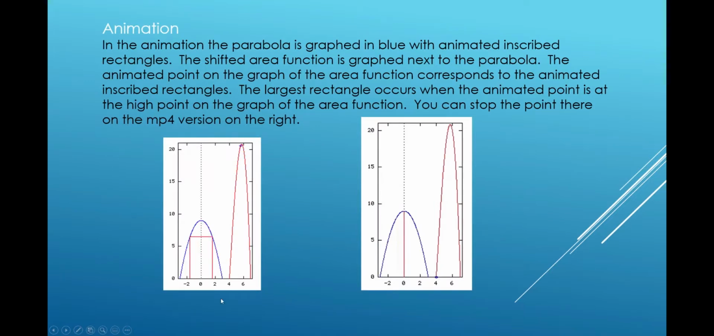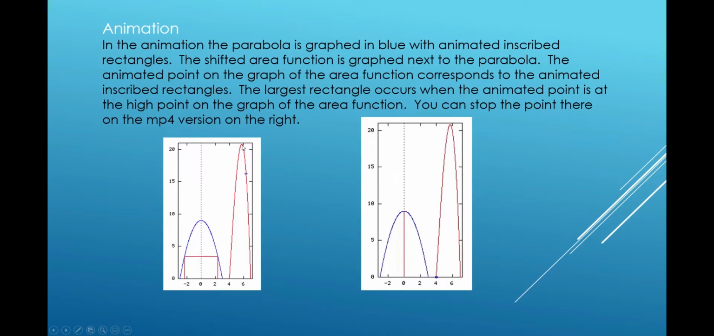What we have here is an animation that shows various inscribed rectangles in this parabola. And over here is a shifted area function. The area function is actually a function with x going from 0 to 3. This has got to go from 4 to 7, so I just shifted the area function over, but it does correlate. And what we know is going to happen is when this animated point gets to the high point on the graph of the area function, that's going to indicate the value for x that will produce the maximum area.